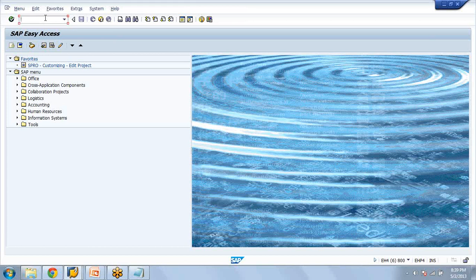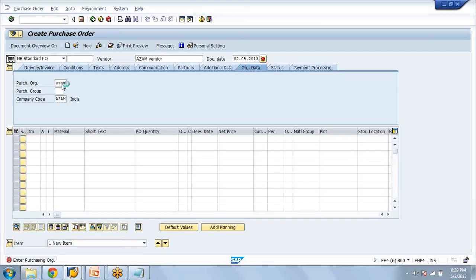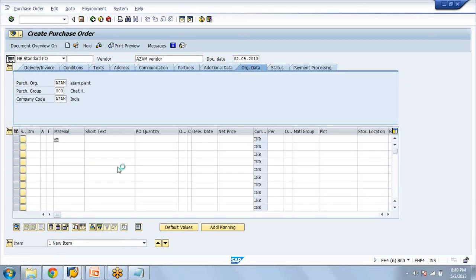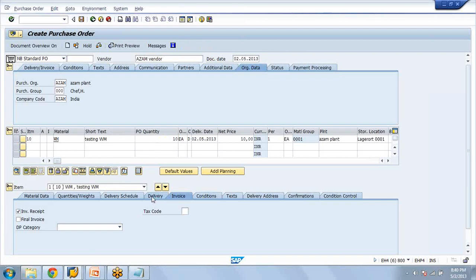For example, I am procuring some material with ME21N into blocked stock. Let's take this to blocked stock. Stock type.